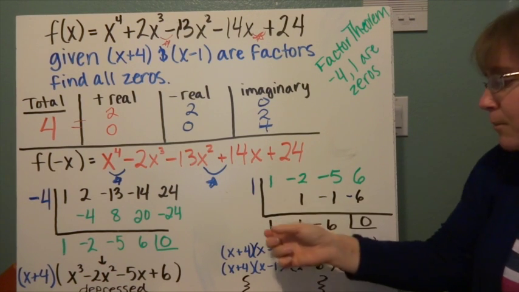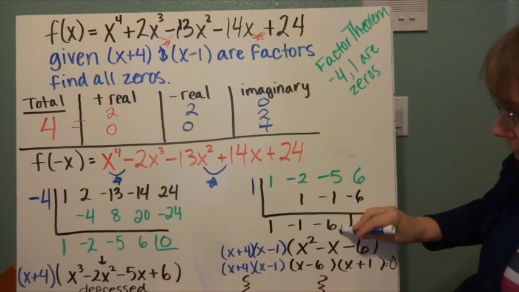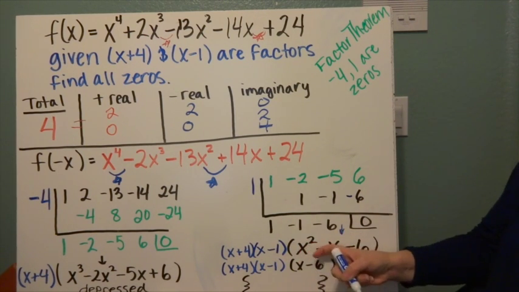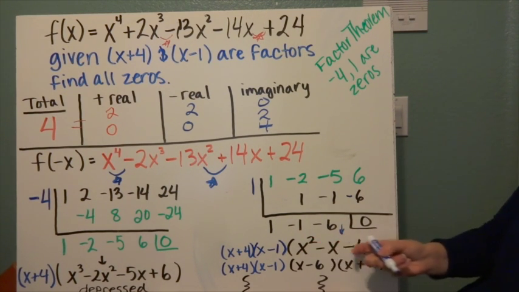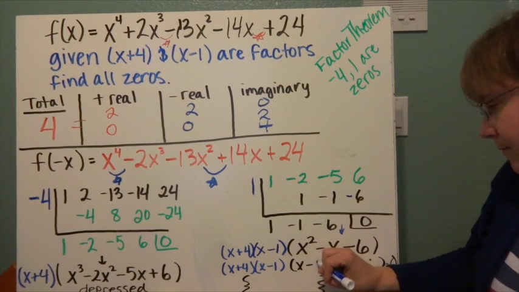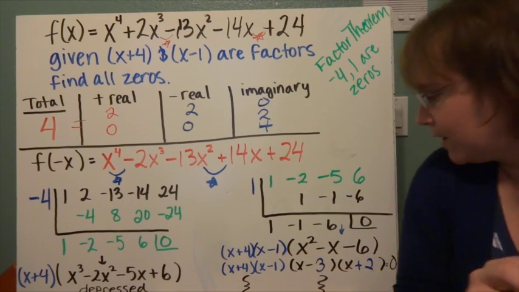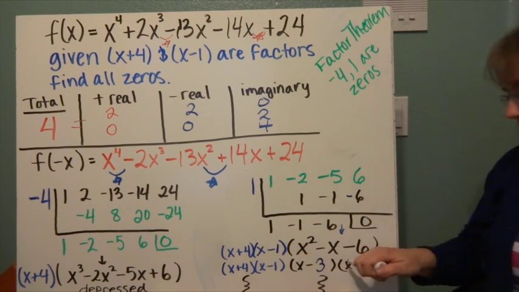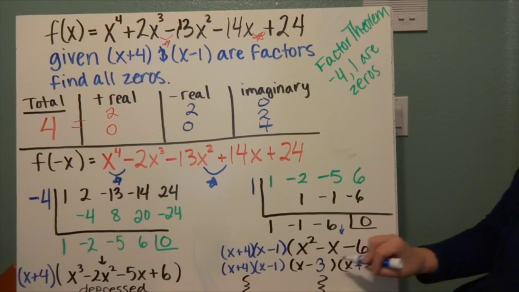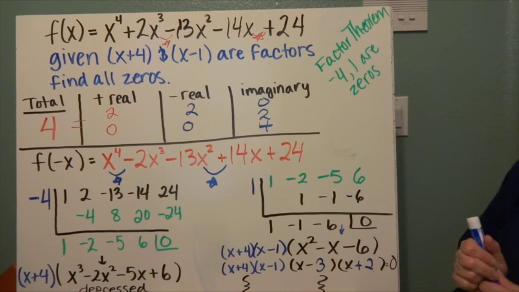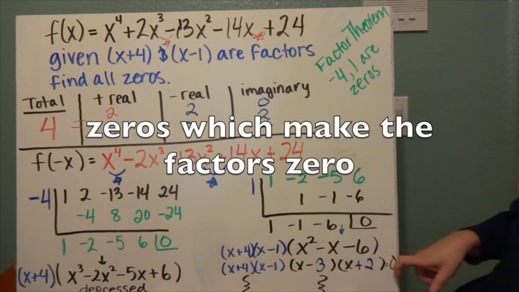Now, this gives me an even more depressed polynomial, which I can rewrite down here as x squared minus x minus 6. Now, this is nice because I can factor this. Okay, so this actually factors to x minus 3 and x plus 2, because when I multiply them together, I get a negative 6. Add them together, and I get that negative x. And now I can go ahead and find all of my factors with whatever makes this 0.